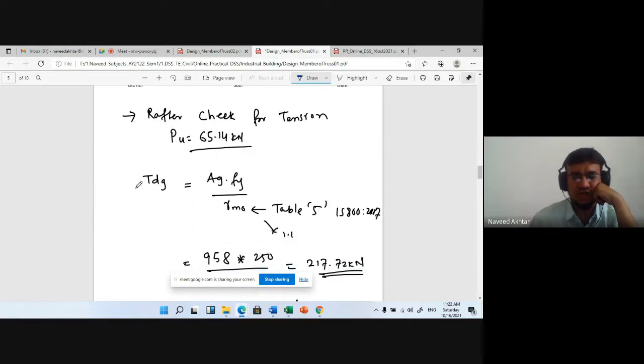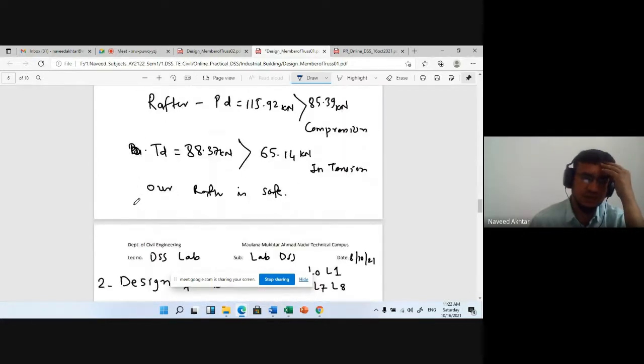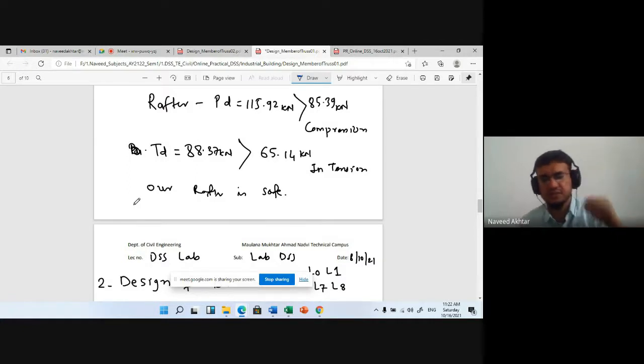Then we have checked the same member for the reversal, the tension. The tension in the member is 65.14 kilonewton, and then we have checked for TDG and TDL, and if the values are greater than 65.14, then we say that it is safe in tension also, whatever dimension we have assigned to the member.